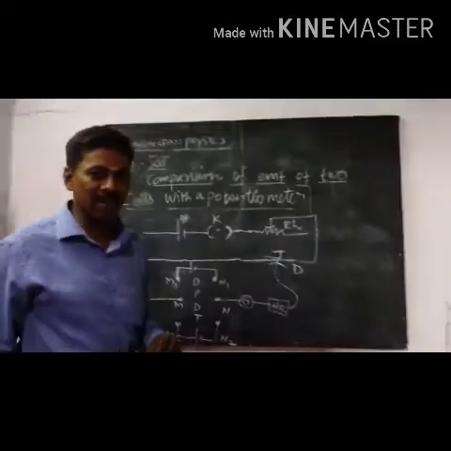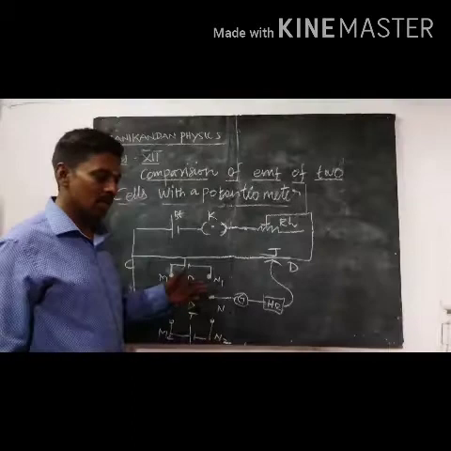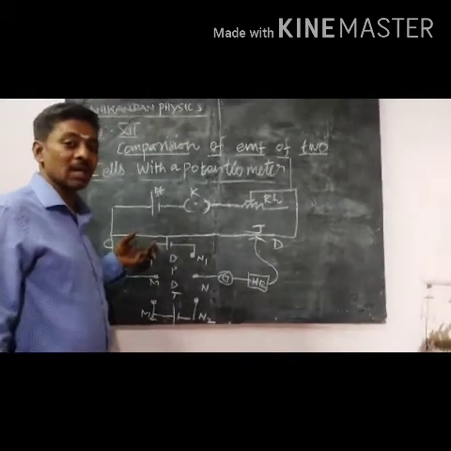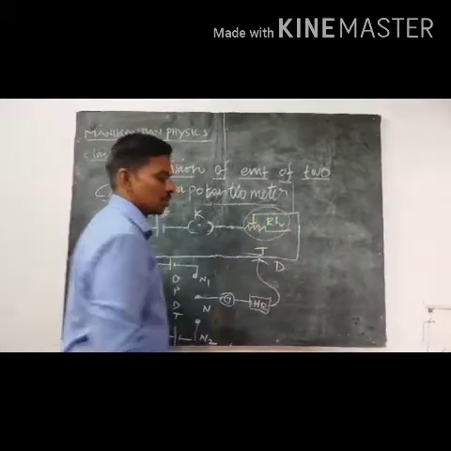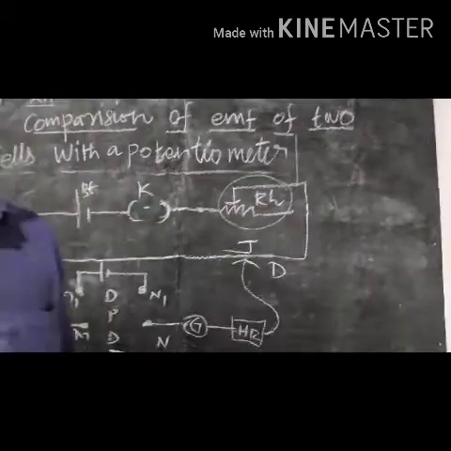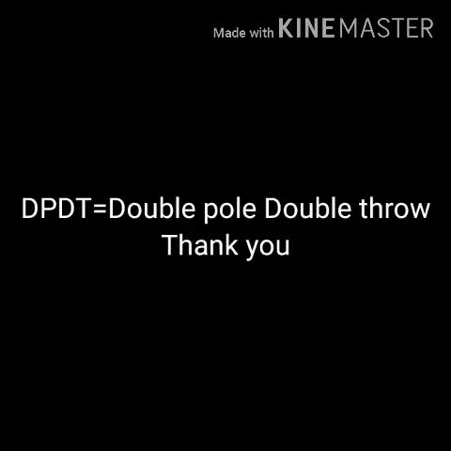This experiment can be repeated several times by changing the current flowing through the potentiometer wire using a rheostat. The rheostat helps in changing the current in the potentiometer wire. DP-DT means double pole, double throw.